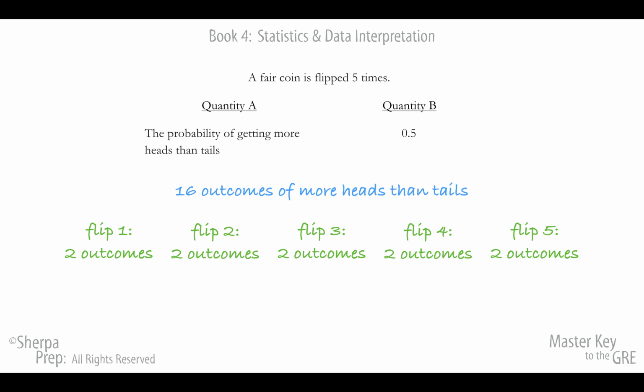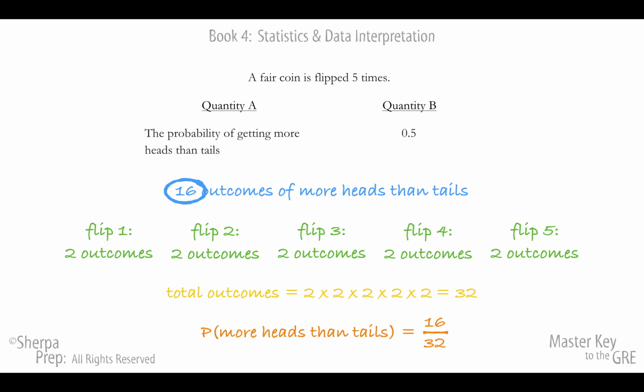Every time we flip this coin, there are 2 outcomes. So how many total outcomes are there? 2 times 2 times 2 times 2 times 2, which is 32. There are 32 possible outcomes. Well, if that's the case, and there are 16 outcomes that give us more heads than tails, then we know the probability of getting more heads than tails should be 16 out of 32, which of course is a half, making the 2 quantities equal.